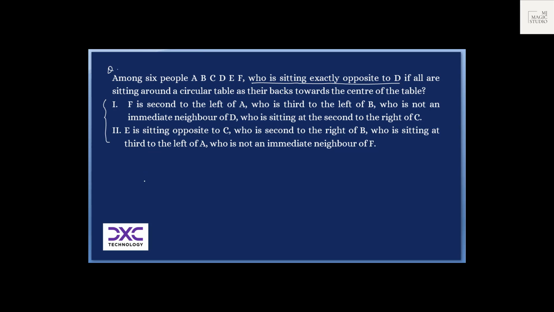So we have 6 people who are looking away from the center. Let's see what is there in the first statement. 1, 2, 3, 4, 5, 6. First statement: F is second to the left of A. As everyone is looking out of the circle, their left means our right. So, F is second to the left of A. Let us add A. Left means right of A. 1, 2. F should be here. F is second to the left of A.